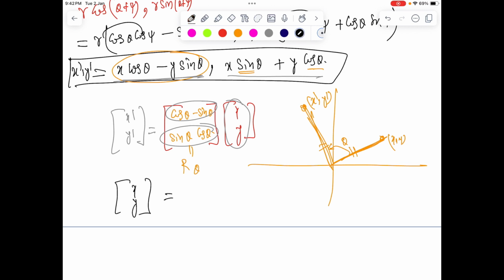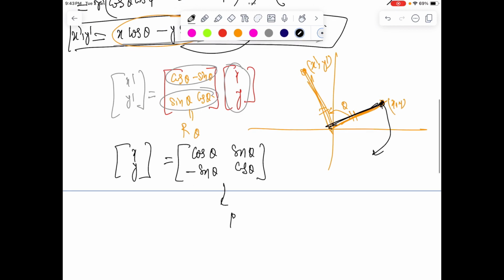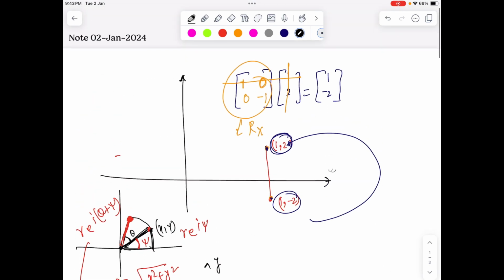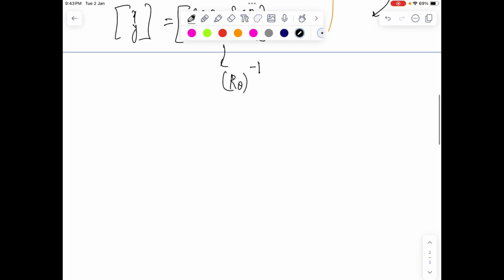In fact, you can find it the other way around. If you were to find what is x, y in terms of x dash, y dash, basically you can solve both equations and find x, y in terms of x dash, y dash, and what we'll get is exactly the inverse of this matrix in the language of the matrix world. So replace theta with minus theta. Basically, with respect to relative motion, you are now going in the opposite direction. So it will be cos theta, sin theta, minus sin theta, cos theta, and that is nothing but R theta inverse.